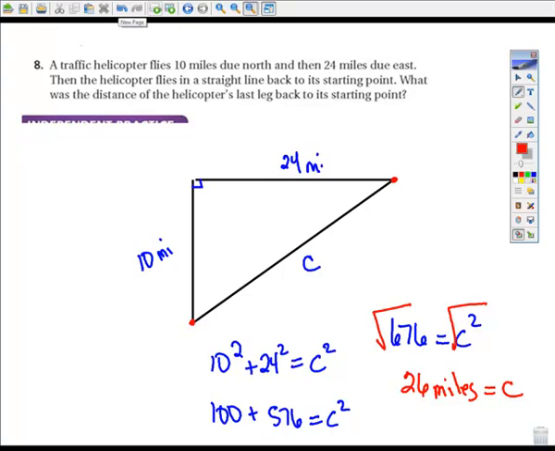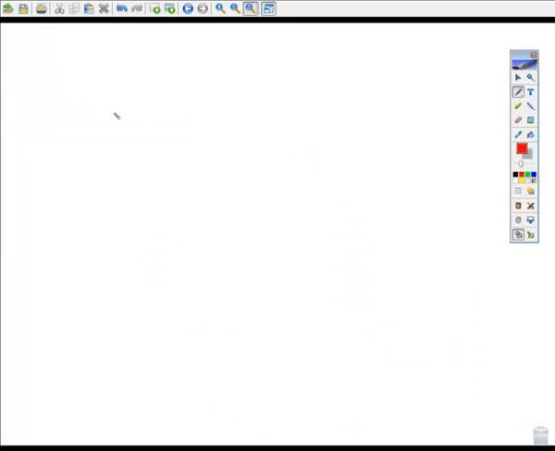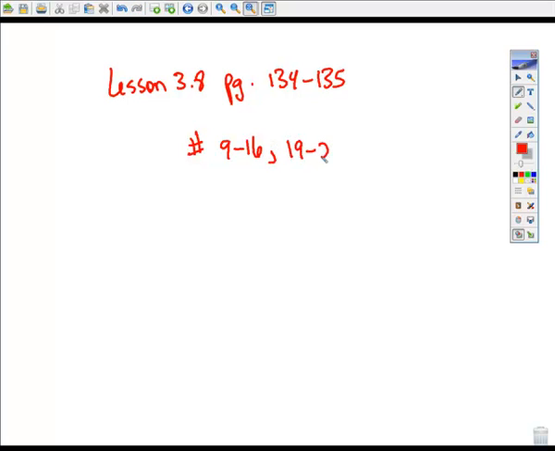All right, that is it for the notes, so I will write down your lesson. This is lesson 3.8. Page 134 to 135. Problems 9 to 16, 19 to 27, 31 and 32.